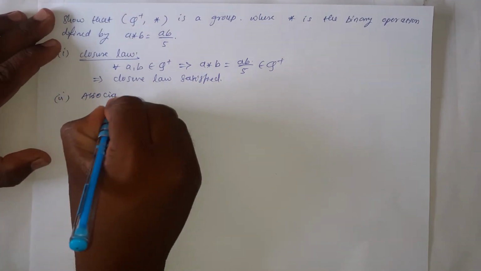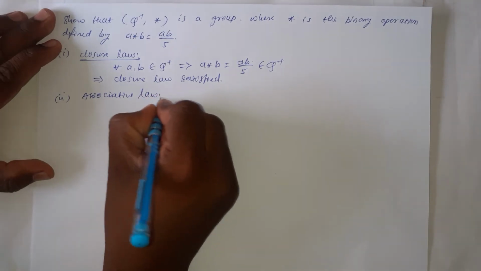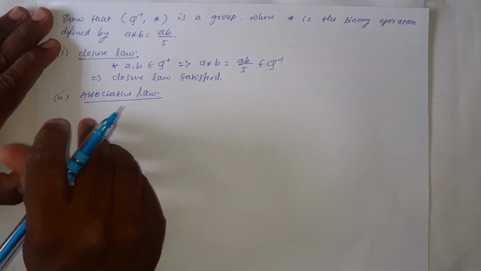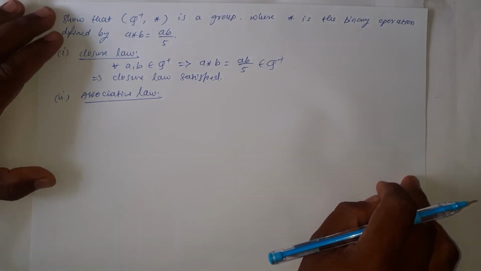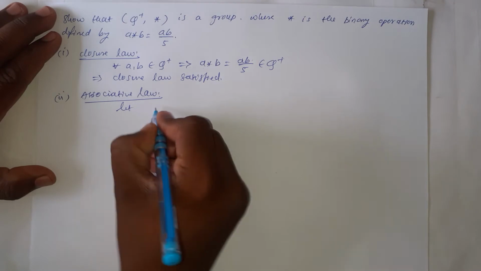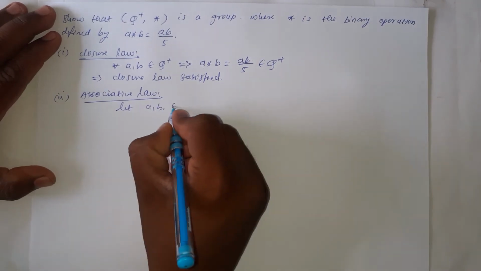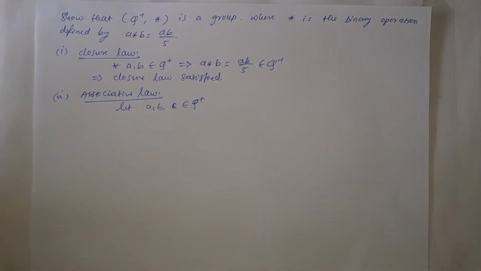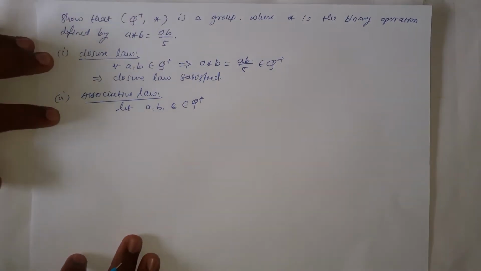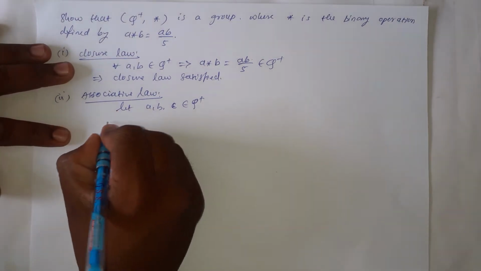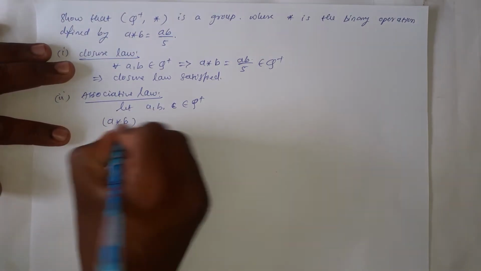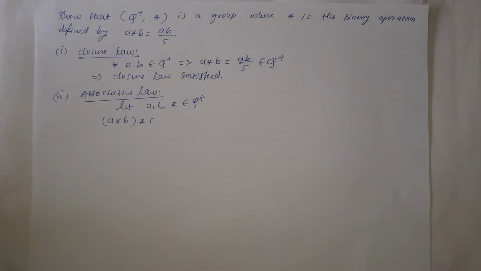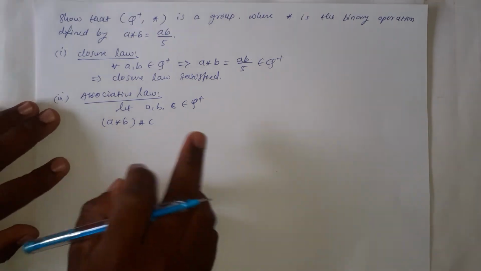associative law. Associative law. So for the property of associativity, we need to consider the 3 elements. Let A, B, C belongs to Q plus. These are the 3 positive rational numbers. Now consider A star B star C. So it is the LHS part of that associative property, that is A star B star C.